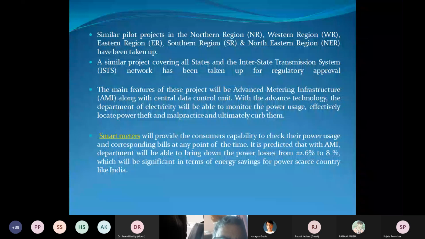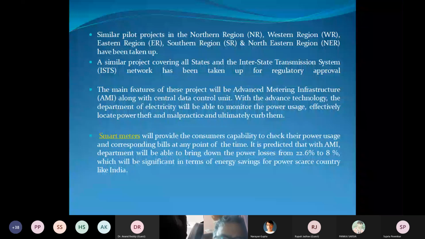and ultimately eliminate them. Smart meters will give consumers the capability to check their power use and corresponding bills at any point of time. It is predicted that with AMI, the department will be able to bring down power losses from 22.6% to 8%, which will be significant in terms of energy savings for a power-scarce country like India. There is a shortage of power, so we have to save power. Conservation is very, very important.